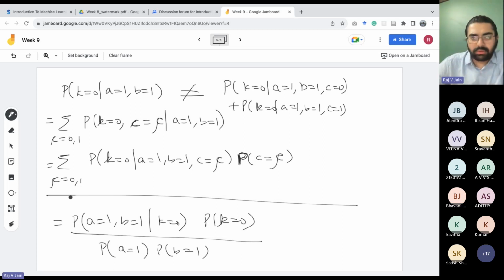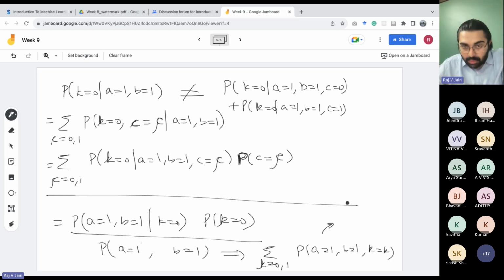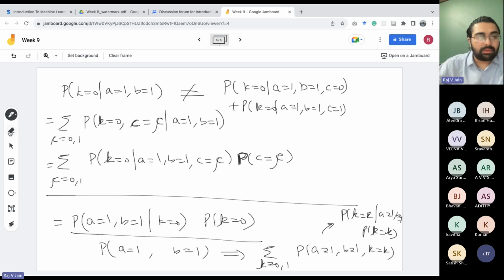No, this is not right. This will have to be joint first. This has to be a equal to 1, comma b equal to 1. And then you will write this as a summation over k equal to 0, 1 of probability of a equal to 1, b equal to 1, comma k equal to k. Then you will again bring it out in this form. So you write probability of k equal to k given a equal to 1, b equal to 1 into probability of k equal to k. And apply. Oh, sorry, not this. Sorry, no.